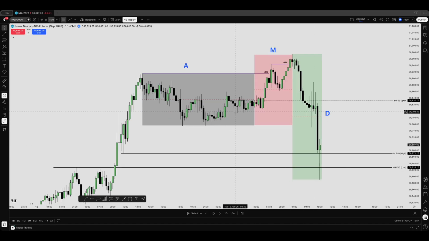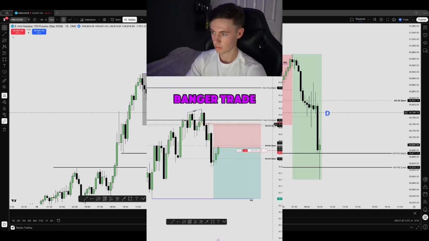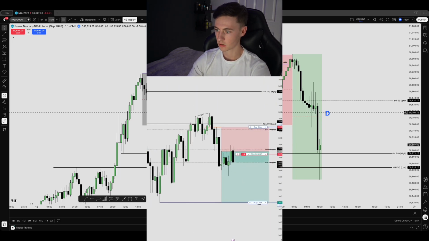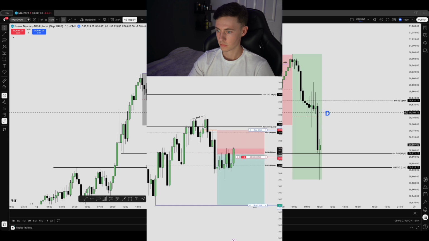Also, this was the exact bias and the exact trade that I had taken on this day. I will drop a screen recording on the screen right now. Obviously, as you can see, we anticipated the power of 3, we got in the short, and we rode the distribution phase down into the 4-hour bullish fair value gap.